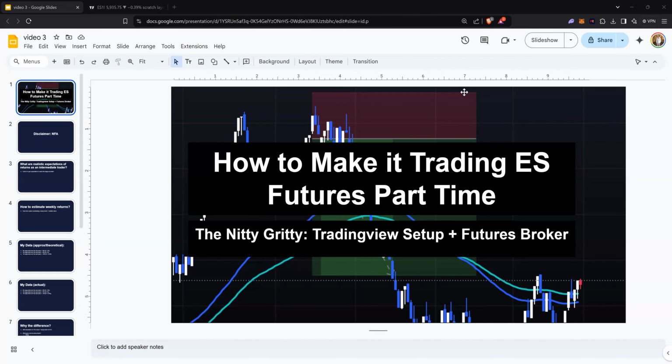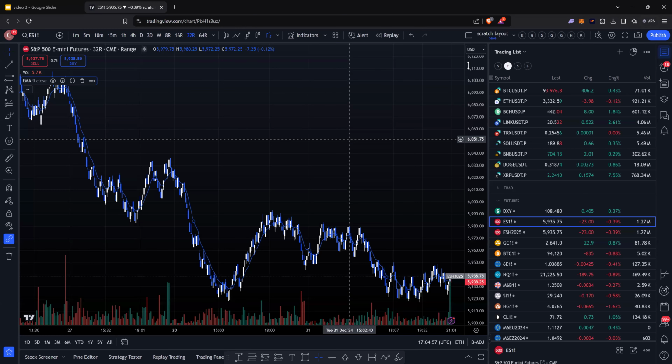Okay, so today we're going to get into the nitty-gritty of TradingView setup, and at the end I'm going to talk about a futures broker as well, like what I use, what to look for, how to assess different options out there, etc. So the first thing you're going to do, you're going to make a TradingView account.